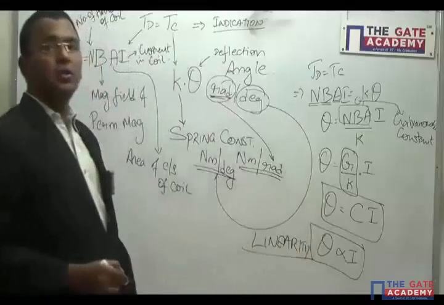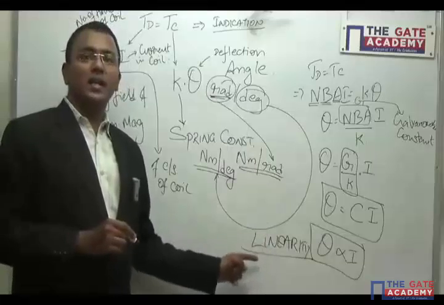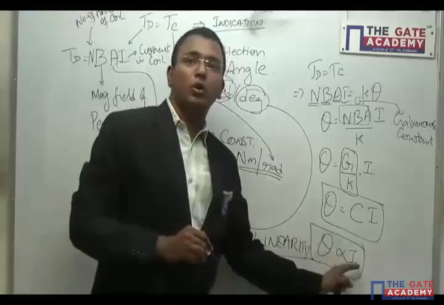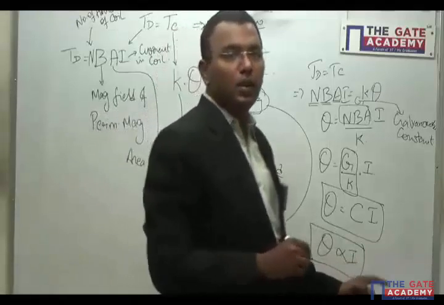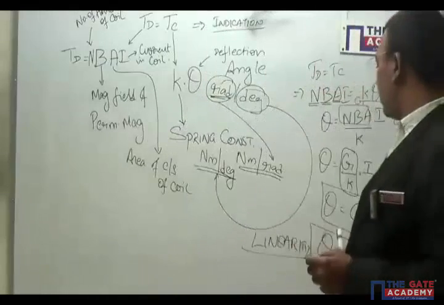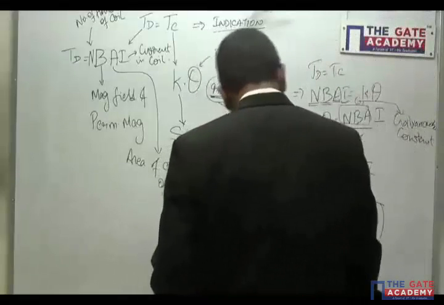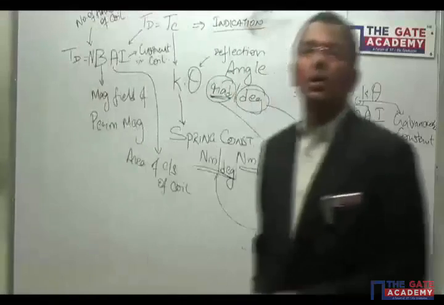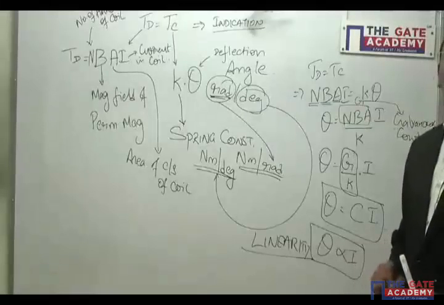Your PMMC instrument has linearity. By design, the PMMC instrument guarantees you linear behavior. The deflection is linearly proportional to the current carried by the coil. Clear? That is what we are seeing here.